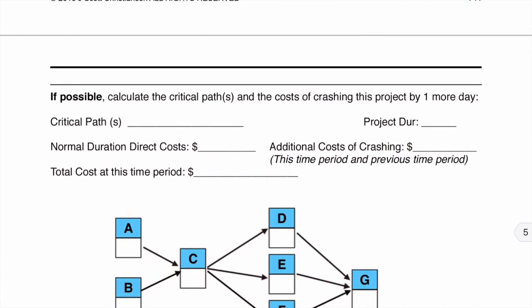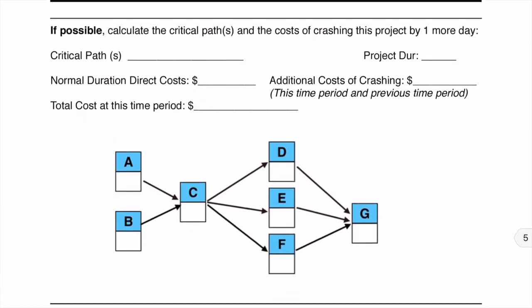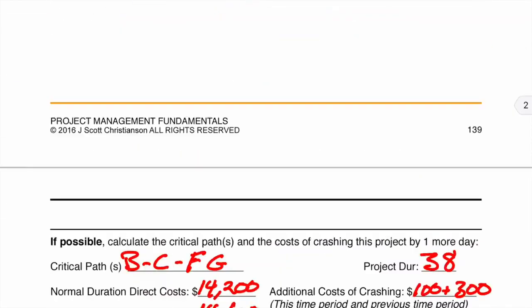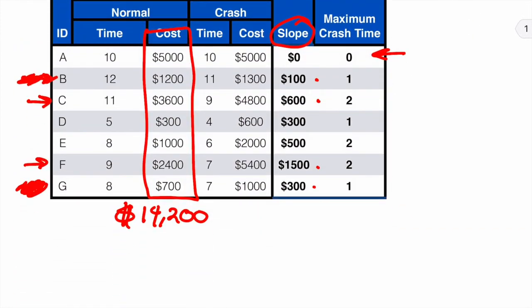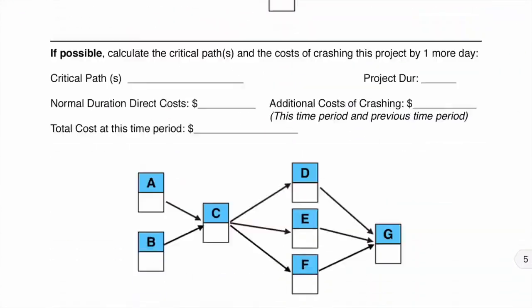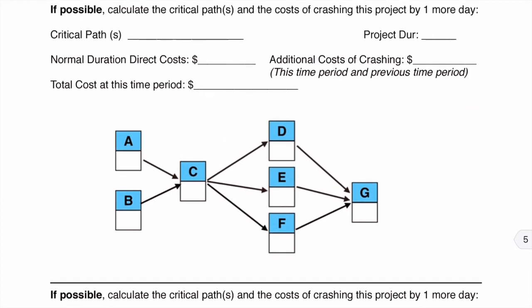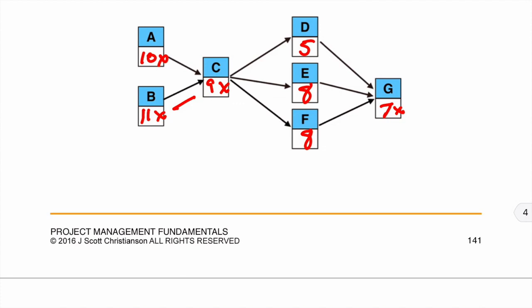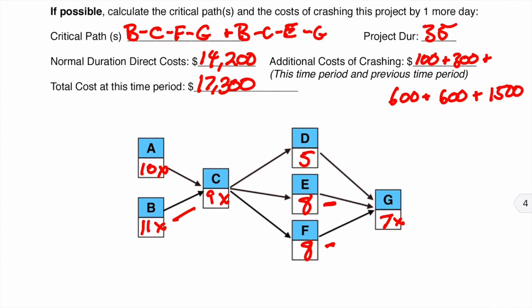If possible, calculate the critical path and cost of crashing by one more day. Well, can we do it by one more day? We know we can crash F by one more day. That'd be $1,500. Can we crash E? Yes, E can be crashed for $500. So we can in fact crash this one more day, but we're going to have to crash both E and F. Notice that if we just do one, we'll still be stuck at 35 days, and we need to get down to 34 days for the entire project.